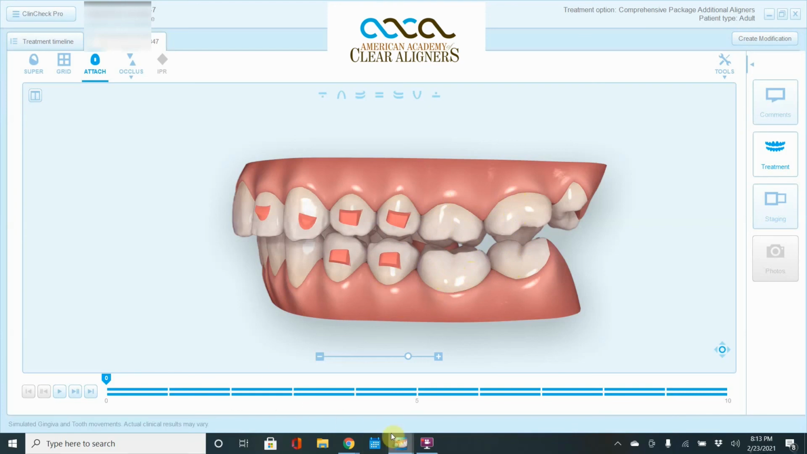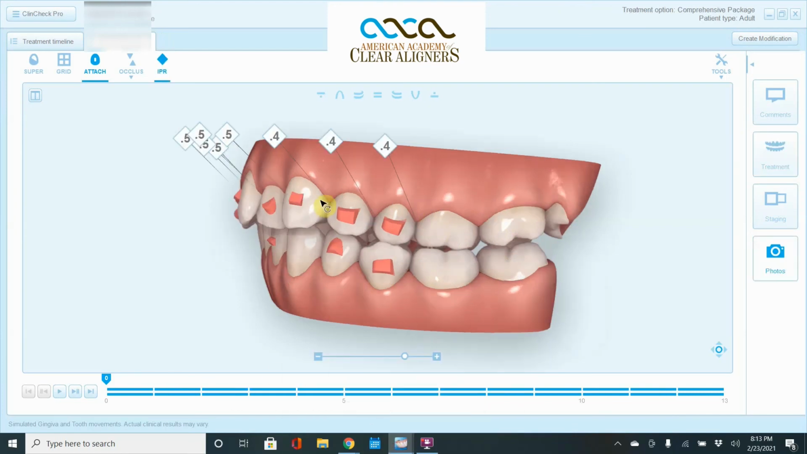The lesson to be learned: do not do IPR further than the distal canine. Distal canine's further back as I go. I don't do it further than that because I'm worried about iatrogenic mesial drift.